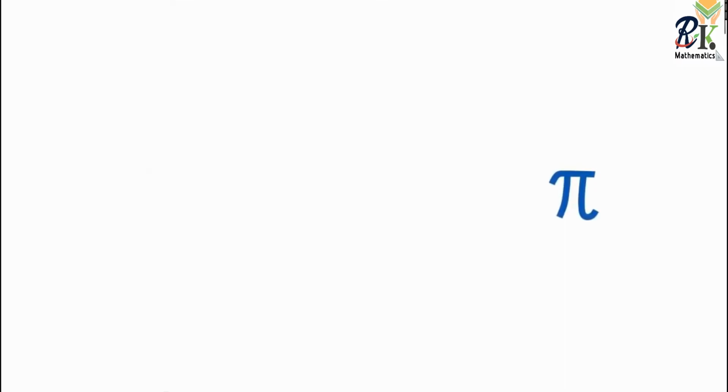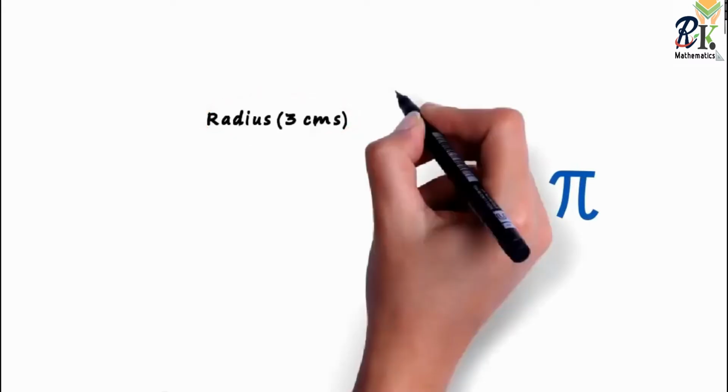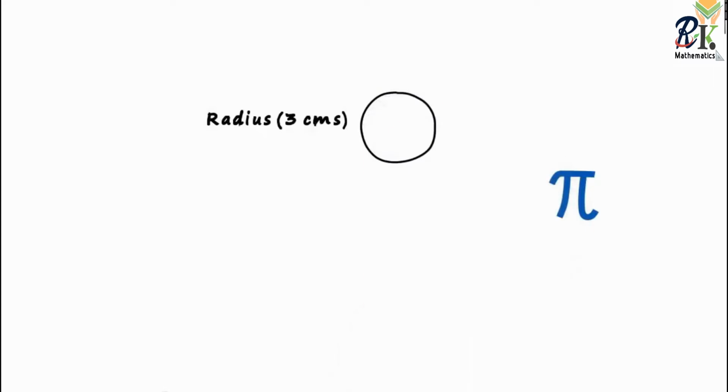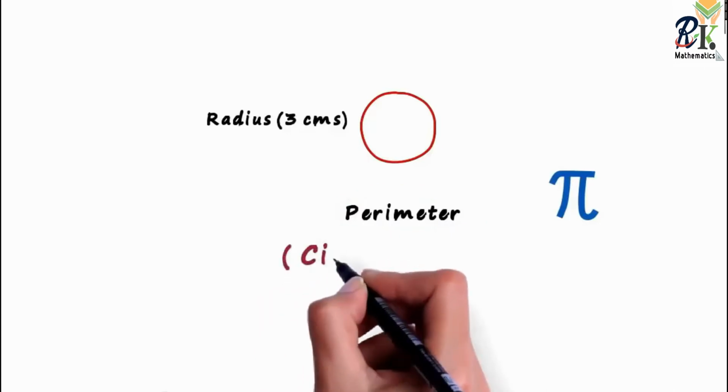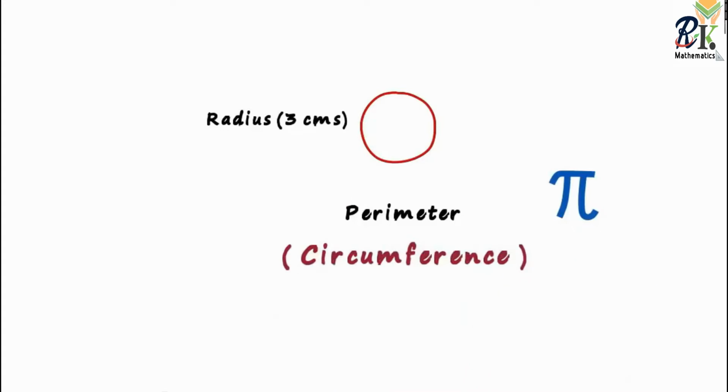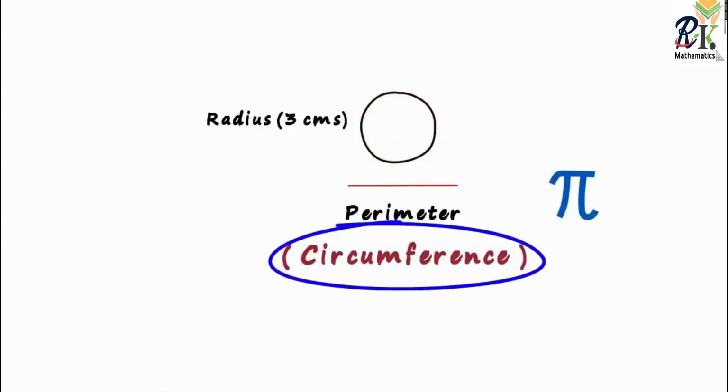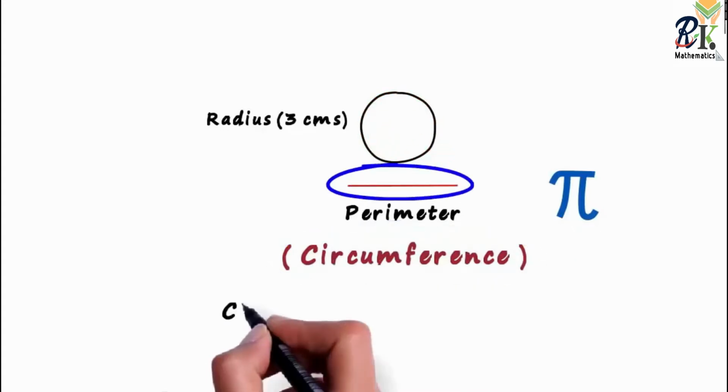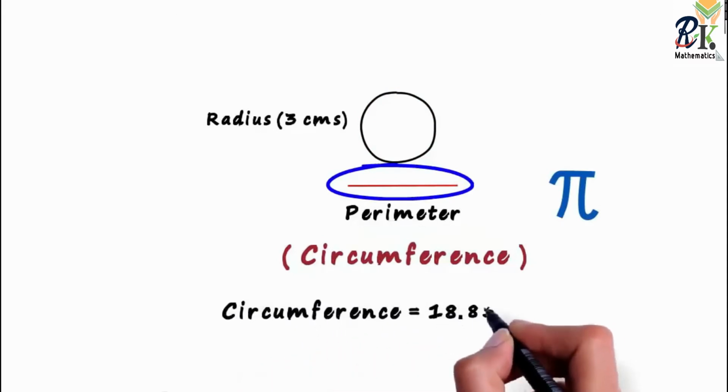Let us assume we are asked to draw a circle of radius 3 centimeters. So we draw a circle like this. The length of this red thing will be the perimeter. And we have a special name for the perimeter of a circle. It's called the circumference. This length will be the circumference. This length measures 18.85 centimeters.